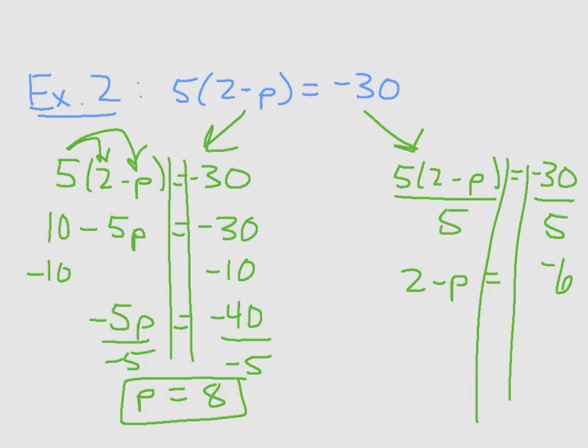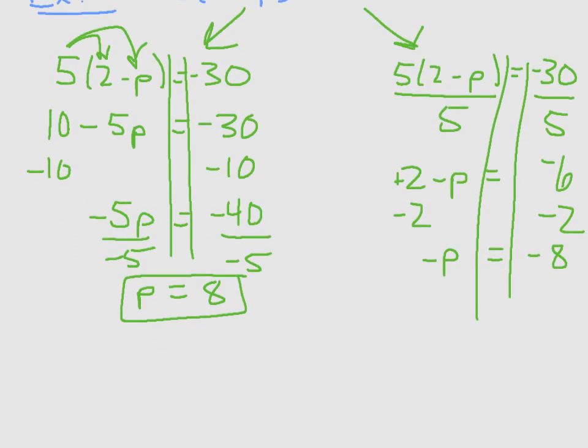Now 2 is the furthest thing away, but 2 is positive, not negative. Remember, the negative is attached to the p, not the 2. So since 2 is positive, I need to subtract both sides by 2. 2 minus 2 is 0, so I'm left with negative p. And negative 6 minus 2 gives me negative 8.